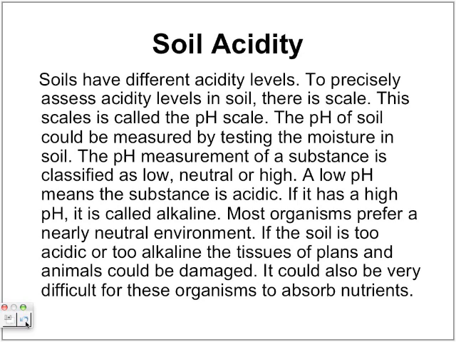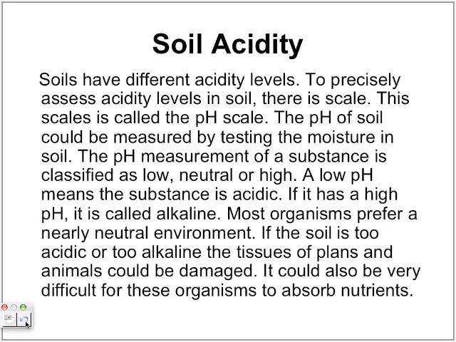Soil acidity. Soils have different acidity levels. To precisely assess acidity levels in soil, there is a scale. The scale is called the pH scale. The pH of soil could be measured by testing the moisture in soil. The pH measurement of a substance is classified as low, neutral, or high. Low pH means that the substance is acidic. If it has a high pH, this means it's alkaline.